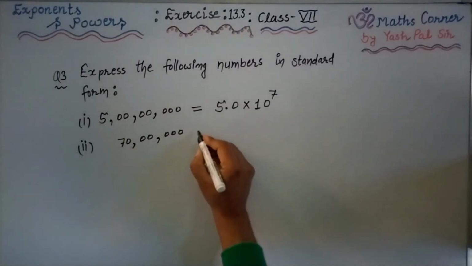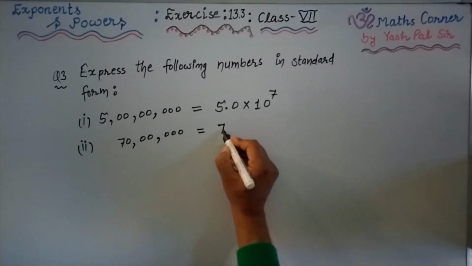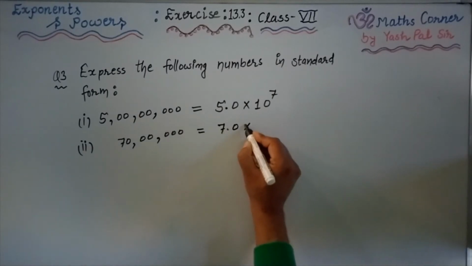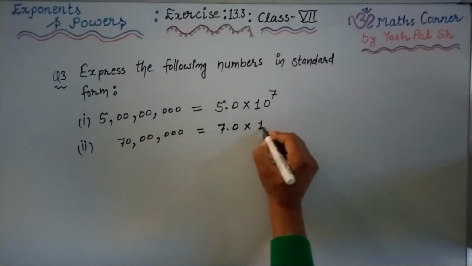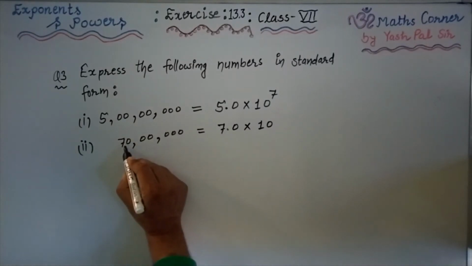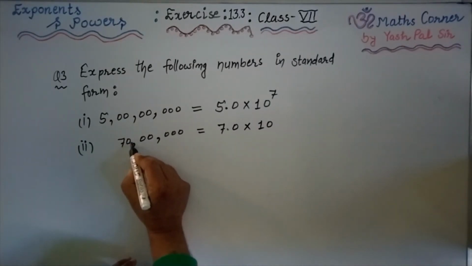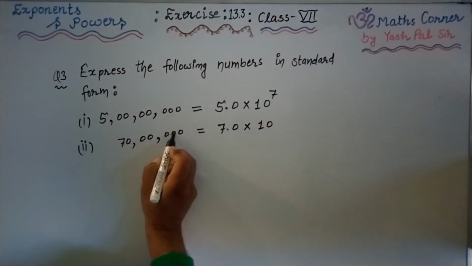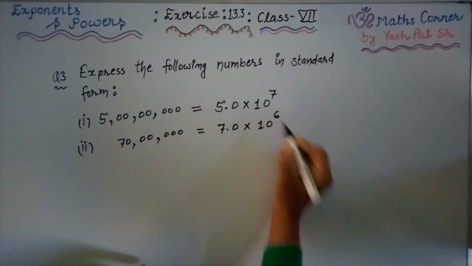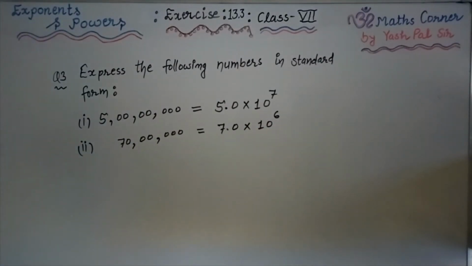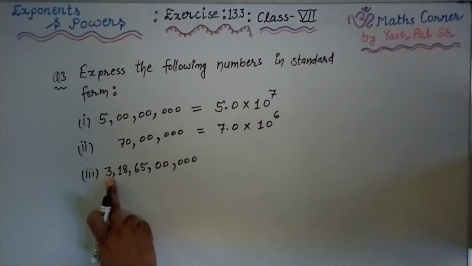Now we have the second part. 70 lakhs. That means we can write this number as 7.0 into 10 raised to power. How many digits are there after 7? 1, 2, 3, 4, 5, 6. 10 raised to power 6.